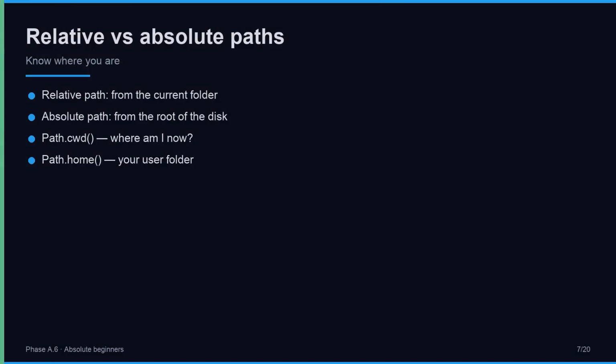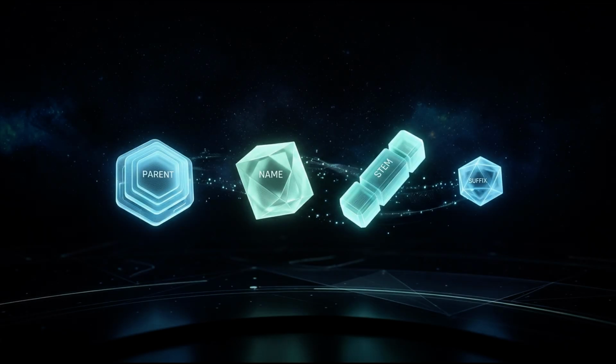Two kinds of paths exist. A relative path starts from wherever your program is running, the current working directory. notes.txt is relative. An absolute path starts from the root of the disk, like /users/yourname. Pathlib gives you cwd for the current folder and home for your user folder. Most of the time relative paths are enough, but it helps to know which kind you are using. Know where you are. Every path has parts. A parent folder, a file name, an extension, and a stem. Once you can see the parts, you can navigate any folder structure with calm.